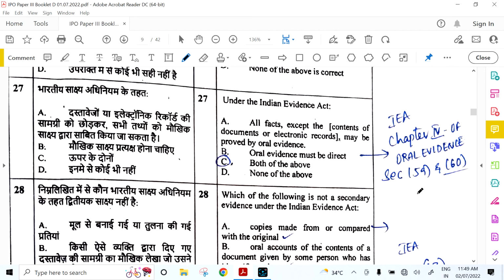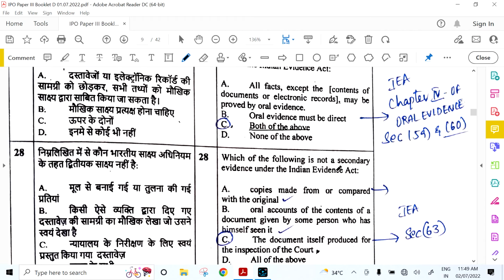Under the Indian Evidence Act, all facts except contents of documents and electronic records may be proved by oral evidence. That oral evidence must be direct. Both A and B, the answer is both A and B. That is, C is correct. Under Chapter 4 of oral evidence, Sections 59 and 60 cover this.